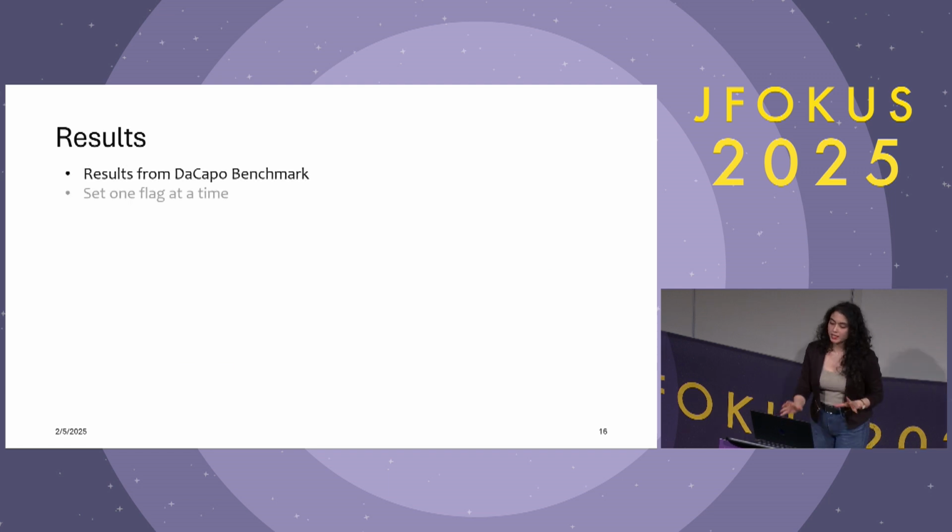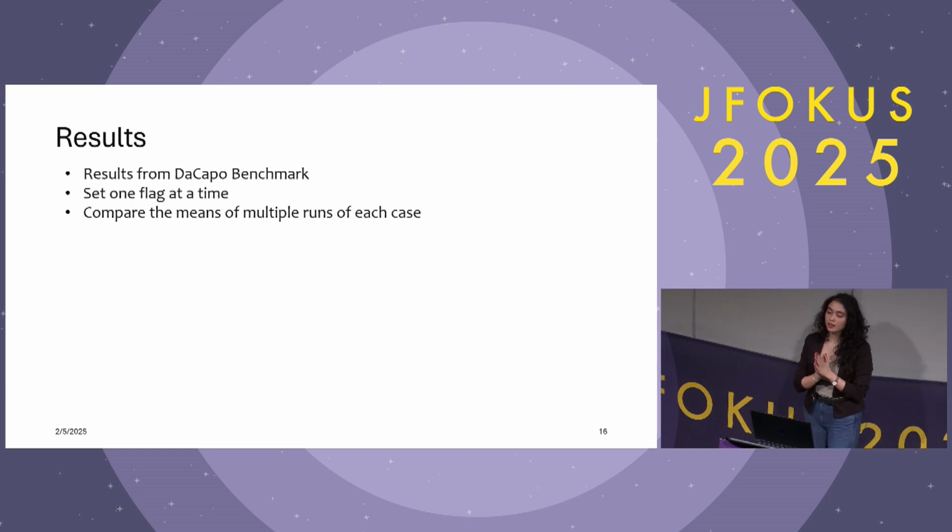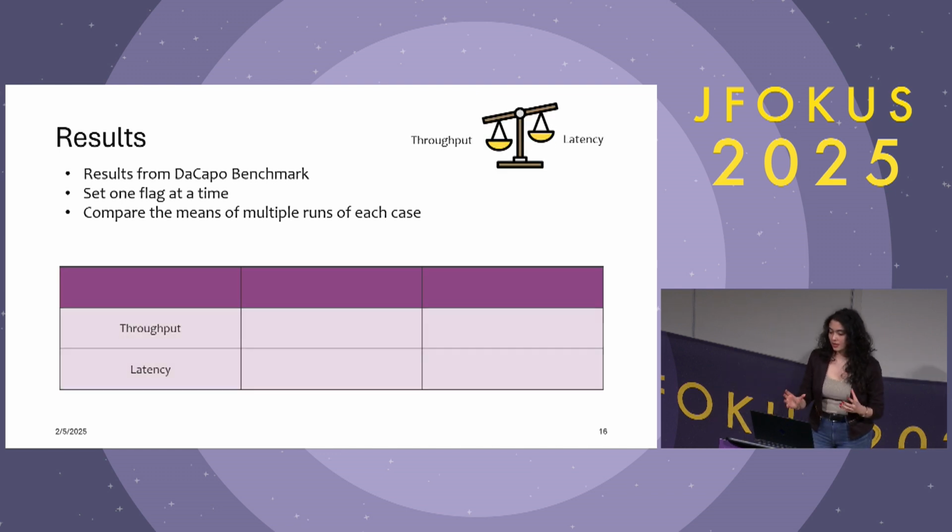Now, I want to share some results of a program from the Capo benchmark, where we applied the predicted values. For the rest of the results, you can refer to my thesis. We set one flag at a time, starting with the minimum percentage flag, and we compare the means of multiple runs of each combination. Let's remember there's a trade-off between throughput and latency.